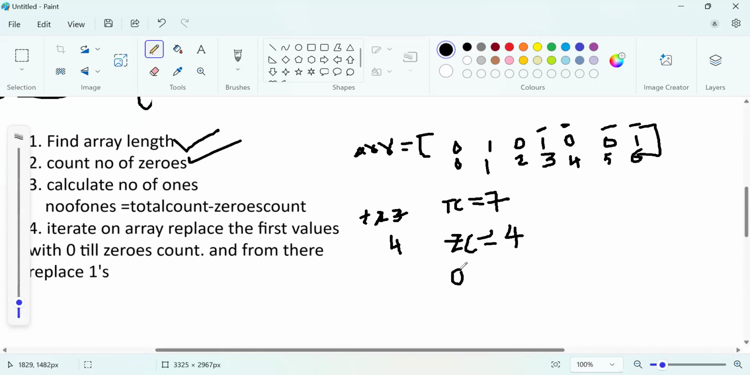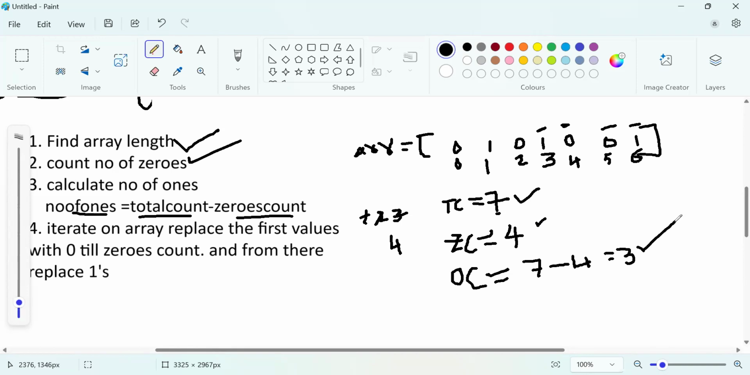What is the ones count? We know the formula: number of ones equals total count minus zeros count. The total count is 7, so 7 minus 4 equals 3. So total count is 7, zeros count is 4, ones count is 3.